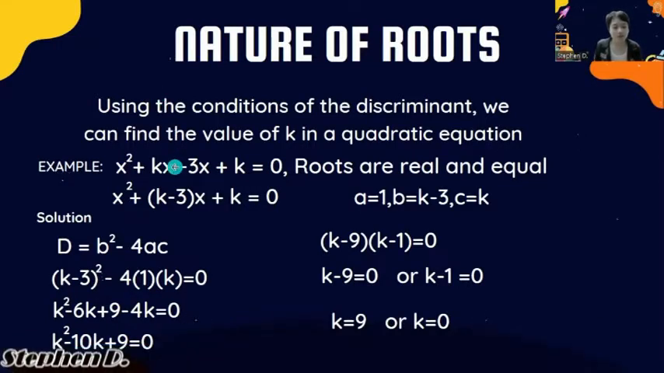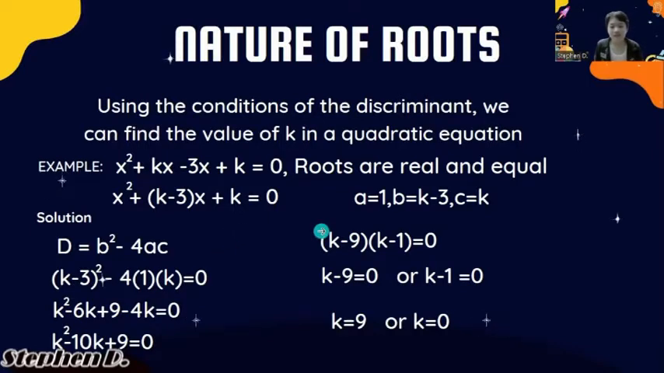and then we use FOIL for (k minus 3) squared. We multiply the first terms, then the outside terms, then the inside, and then the last terms. So again, we got k squared minus 6k plus 9 minus 4k equals 0. First we add similar terms: negative 6k minus 4k. Both are negative, so it stays negative, and we add 6 and 4. It's going to be 10k. That's why we got k squared minus 10k plus 9.